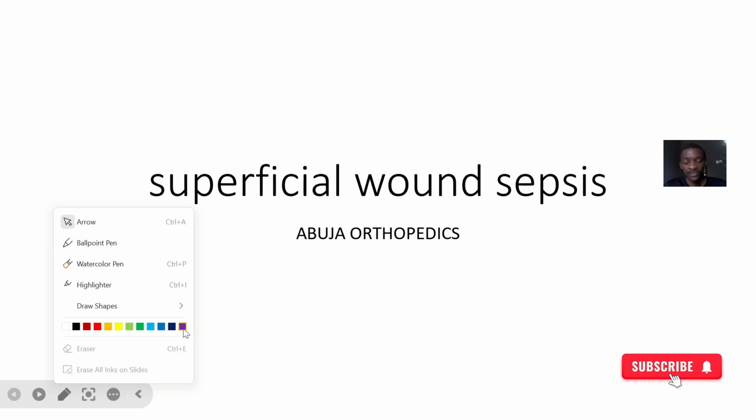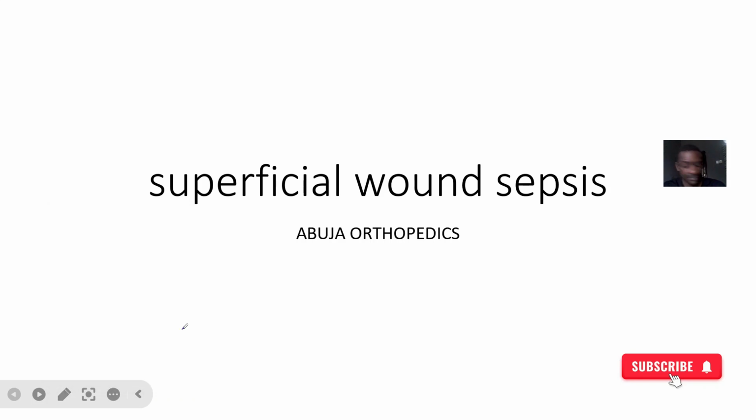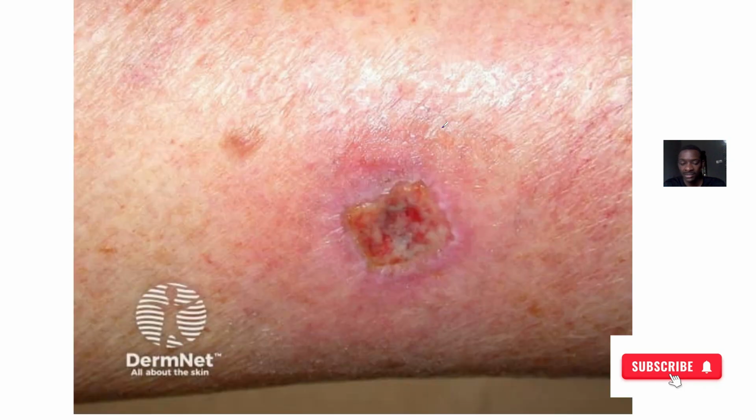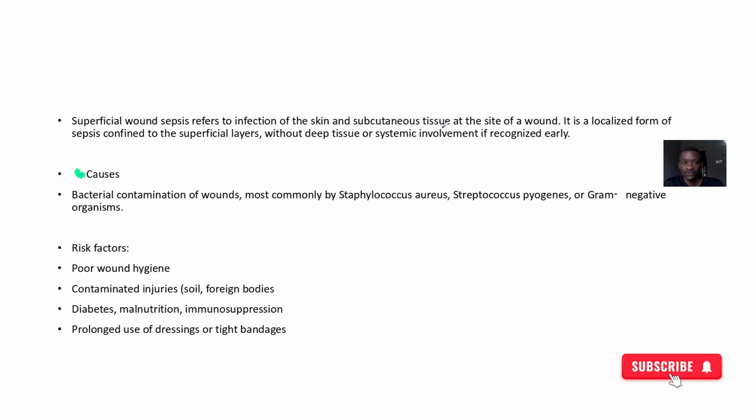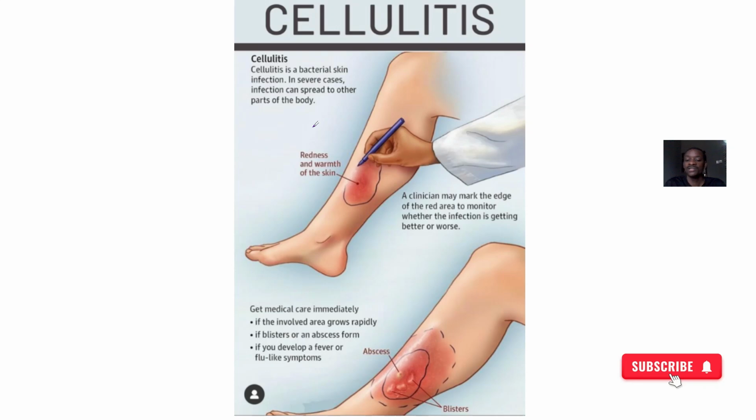Now, I want to look at a particular terminology, and this is what is known as a superficial wound sepsis. Superficial wound sepsis. So, just a wound, but the infections are now tracking into blood. Okay. So superficial wound sepsis just has to do with infection of the skin and the subcutaneous tissue at the site of a wound. Do you understand? Yes, there's a wound on top, but it actually got infected.